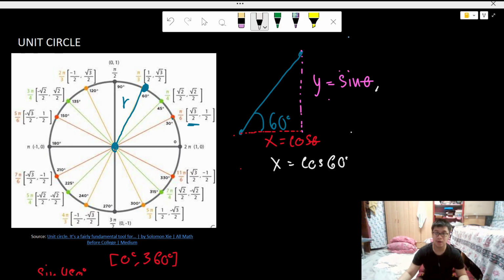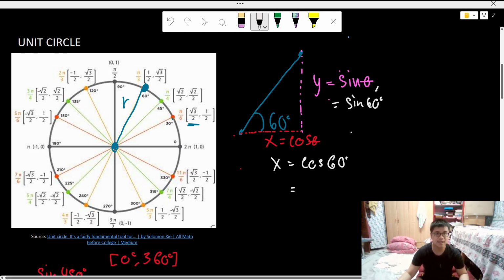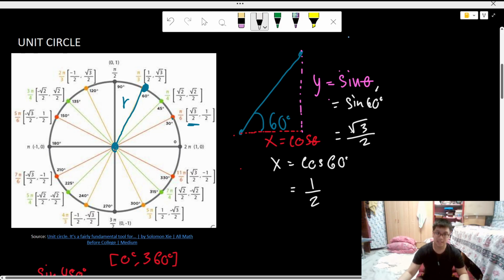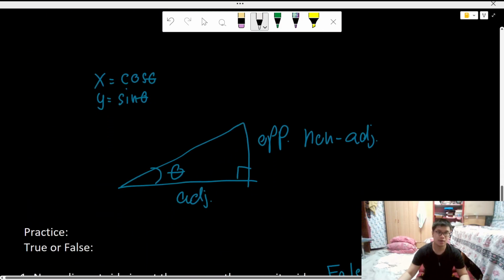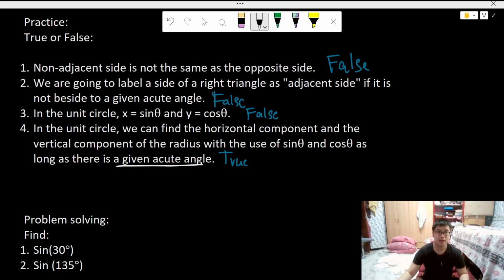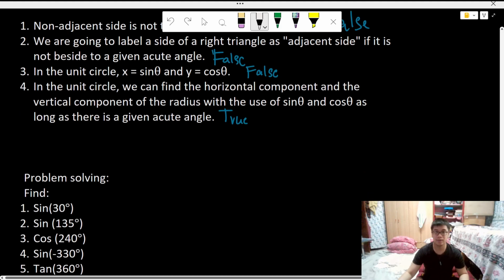Then y is equal to sine of 60 degrees. Yes, so there we go. We can now find our x value. Remember that cosine 60 degrees is 1/2, and sine 60 degrees is square root of 3 all over 2. And there we go. We can find its sides, to be particular, its components, right? As long as there is a given acute angle. All right, we can do that.